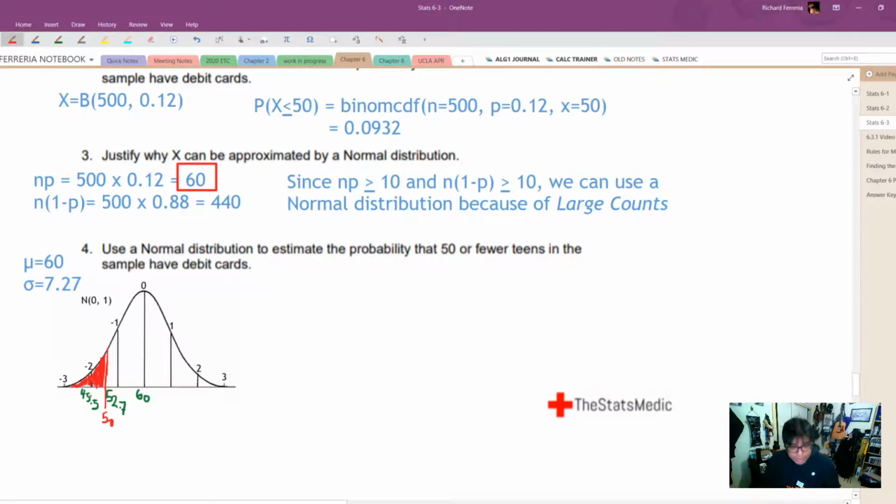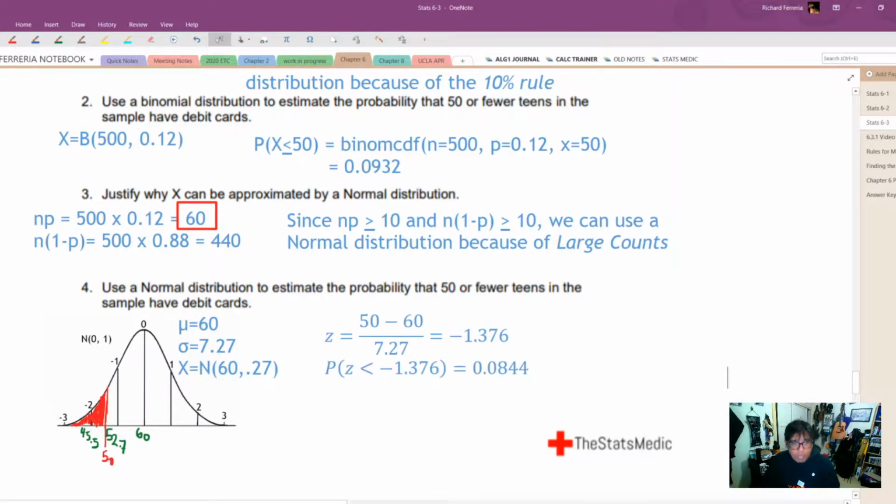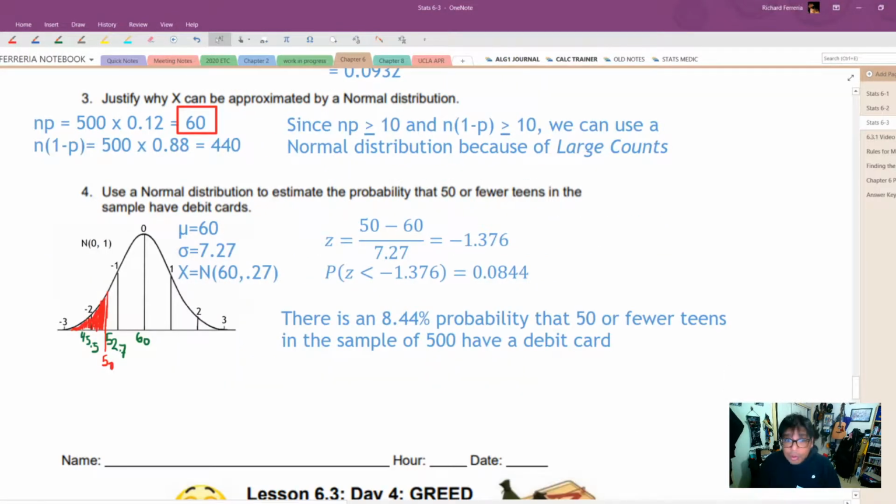And that's my diagram. Next, let's get our equations going. Our z-score is 50 minus 60 over 7.27, which is negative 1.376. And then the probability that a z-score is less than negative 1.376 is 0.0844. Now, I didn't go over the calculator part here for you, and I didn't go over the equations with you, because I'm assuming that we all have that straight by now. If not, you're going to have to do some review on that, of course. Summary statement: there's an 8.44% probability that 50 or fewer teens in the sample of 500 have a debit card.